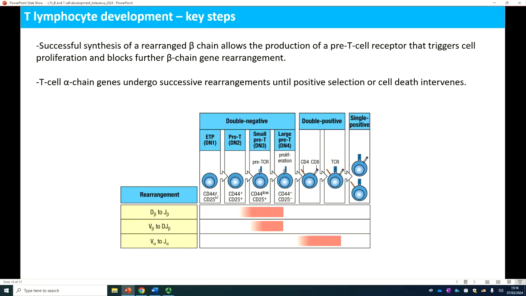Now, if that's okay, we can then undergo the VJ recombination of our alpha chain, and if this is successful, we'll then ultimately either get positive selection or apoptosis, and we'll cover these in the next few slides. And that's just showing you when they occur. So we're getting the beta chain rearrangements in the double negative stage, and then in the double positive we're getting the alpha chain gene rearrangements.